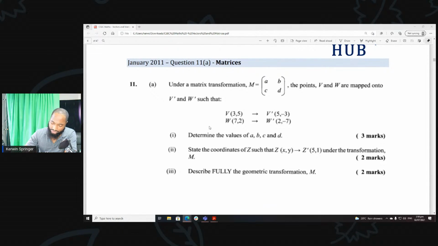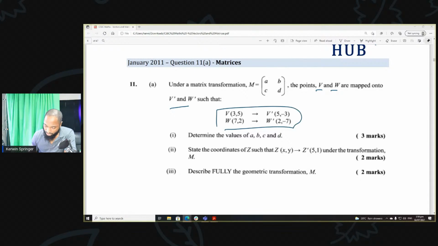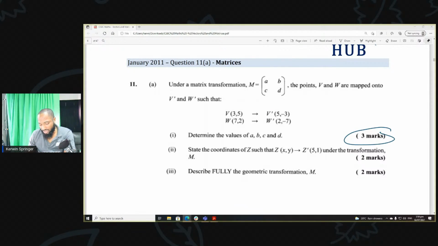Under a matrix transformation, M, the points V and W are mapped such that, and this is the matrix. It's swapping the numbers and changing the sign on this number. Determine the values of A, B, C, and D. Once again, there are a few things we can do. We could set up 2 equations and work that out simultaneously. We kind of know the answer already. It's going to look like this, and one of them is going to have a negative.